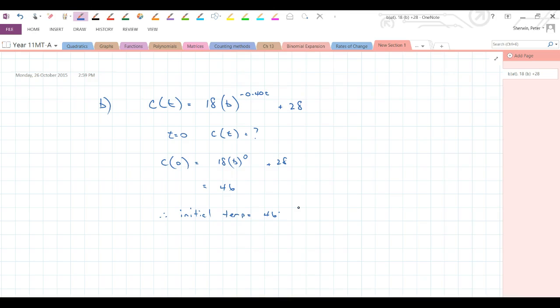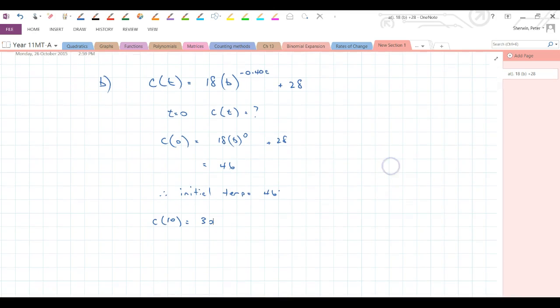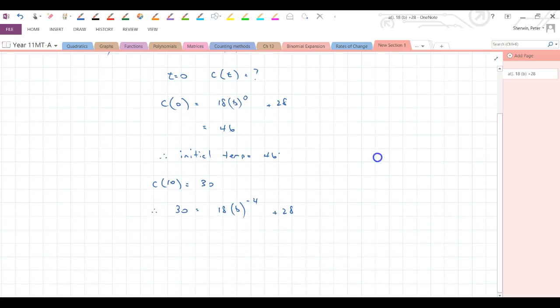The system also reduces the initial temperature to 30 degrees Celsius in 10 minutes. So we know that C(10) is equal to 30. So we can put that in, and say 30 equals 18 times b, that we don't know, to the power of t, that we do know, that's 10, so put 10 in there, times minus 0.4, which becomes minus 4, plus 28. So we do a little bit of work around this, which is the sort of stuff you're going to be asked to do tomorrow.